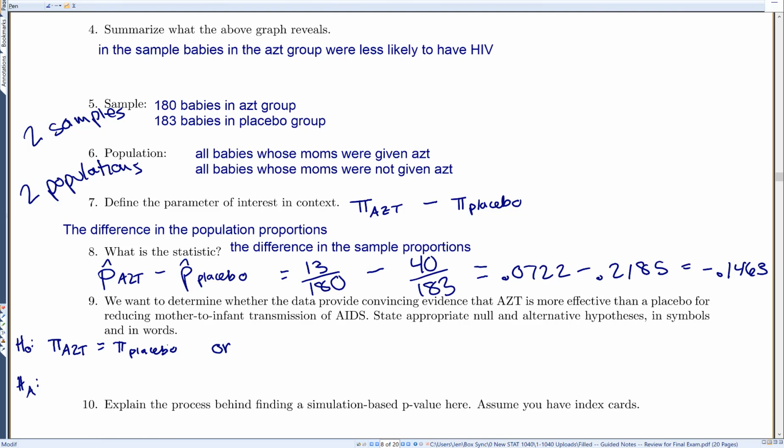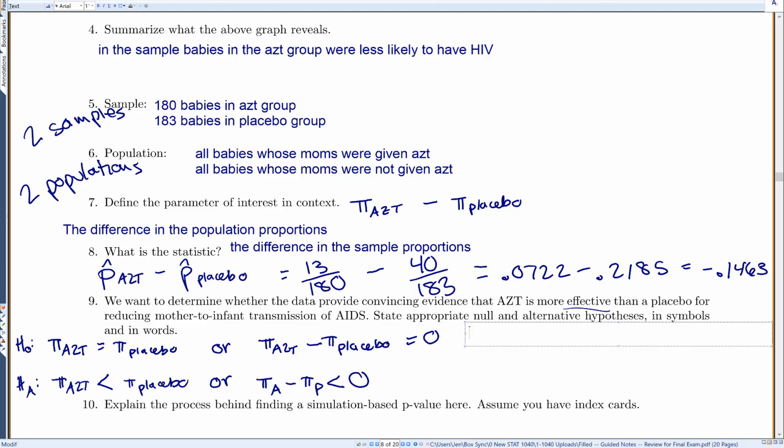Or you can write it like this. I like to write that they're equal, but then you have to change it back to a minus. So the population proportion for AZT minus the population proportion for the placebo would be equal to 0. Then the alternative, what way do we want this sign to go? We want AZT to be more effective, and if it's more effective, there should be less HIV cases, right? So there should be a less than sign. So in symbols, I could do pi for the AZT group minus the population proportion pi for the placebo group, and that would have to be less than 0.